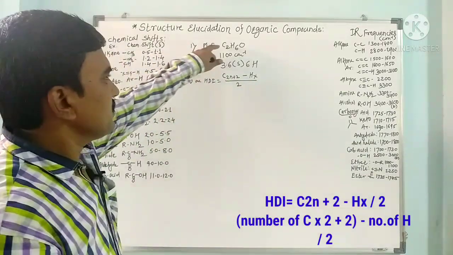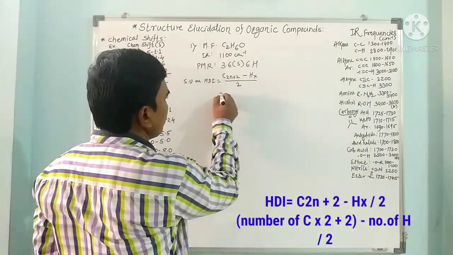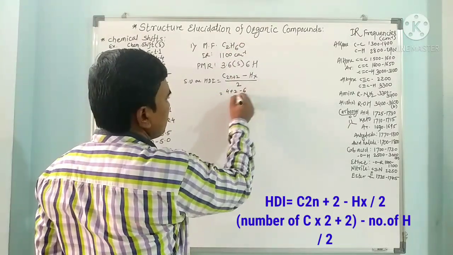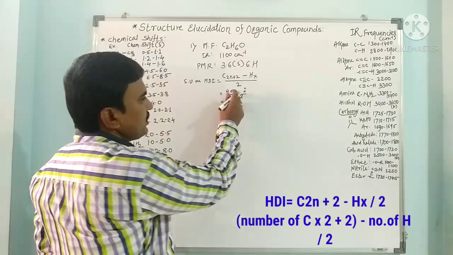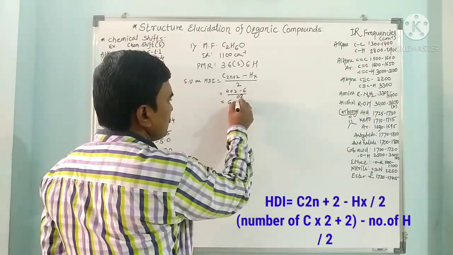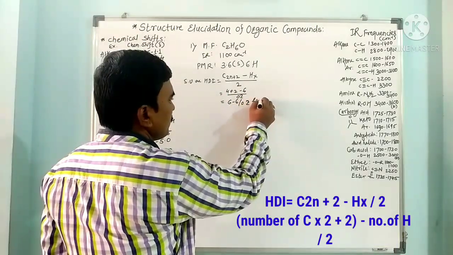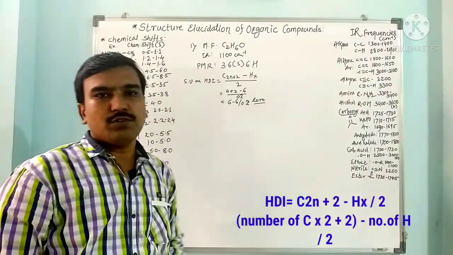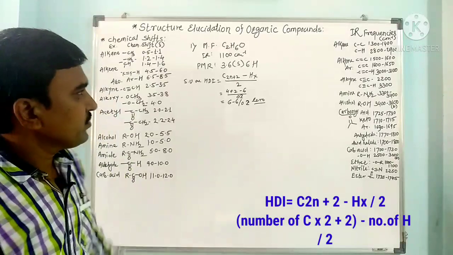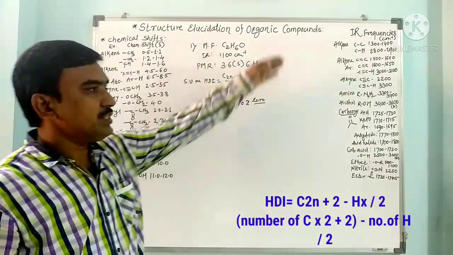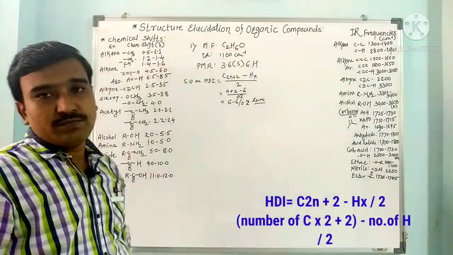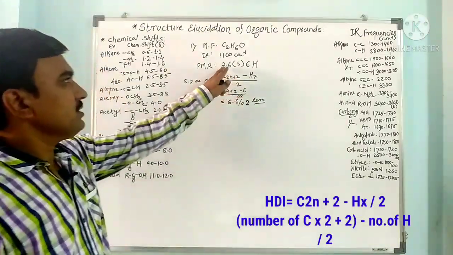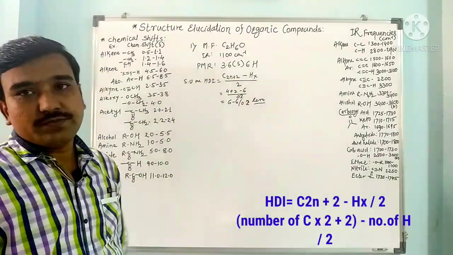Here the number of carbons is 2, and 2 into 2 is 4. So 4 plus 2 is 6, minus the number of hydrogens, 6, is 0, and 0 divided by 2 is 0. So there is no unsaturation present in this compound, so the compound is saturated. From the IR we have to see which functional group is there, and oxygen is there, and these protons are de-shielded because the chemical shift is 3.6.